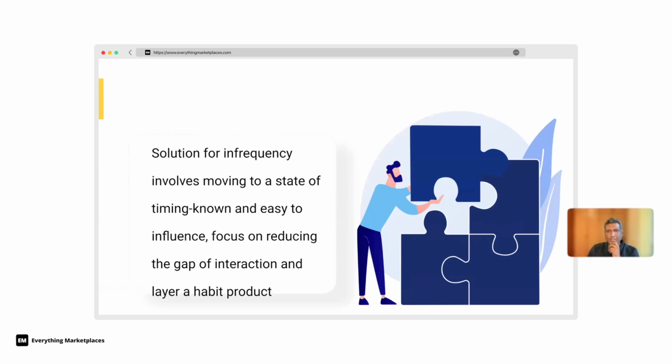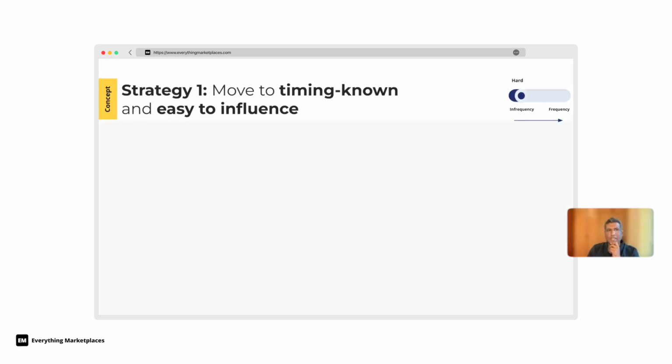The first one is what I call a timing known and easy to influence strategy. What that means is, if you're looking at a 2x2 matrix, on one dimension you've got how easy it is to influence the customers to take the action, and the second is, do you know the timing of their transaction? Can you predict the timing of the transaction?